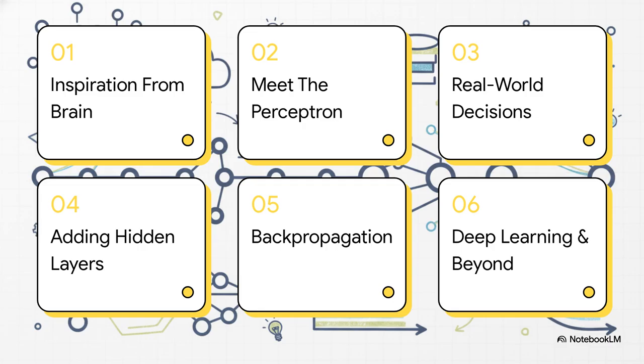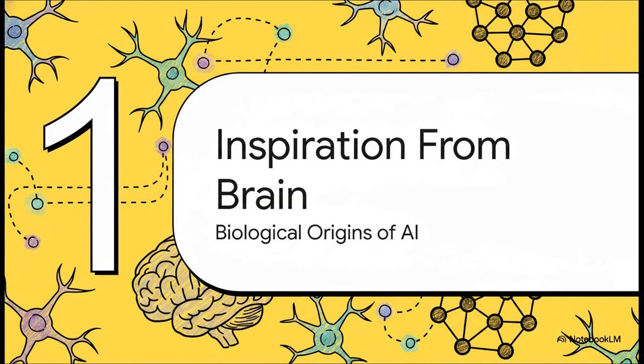We'll start with inspiration from the brain, meet the perceptron, look at real-world decision-making, add some hidden layers, unpack learning through backpropagation, and wrap it all up with deep learning and beyond. So let's kick things off with Section 1, Inspiration from the Brain, the biological origins of AI.